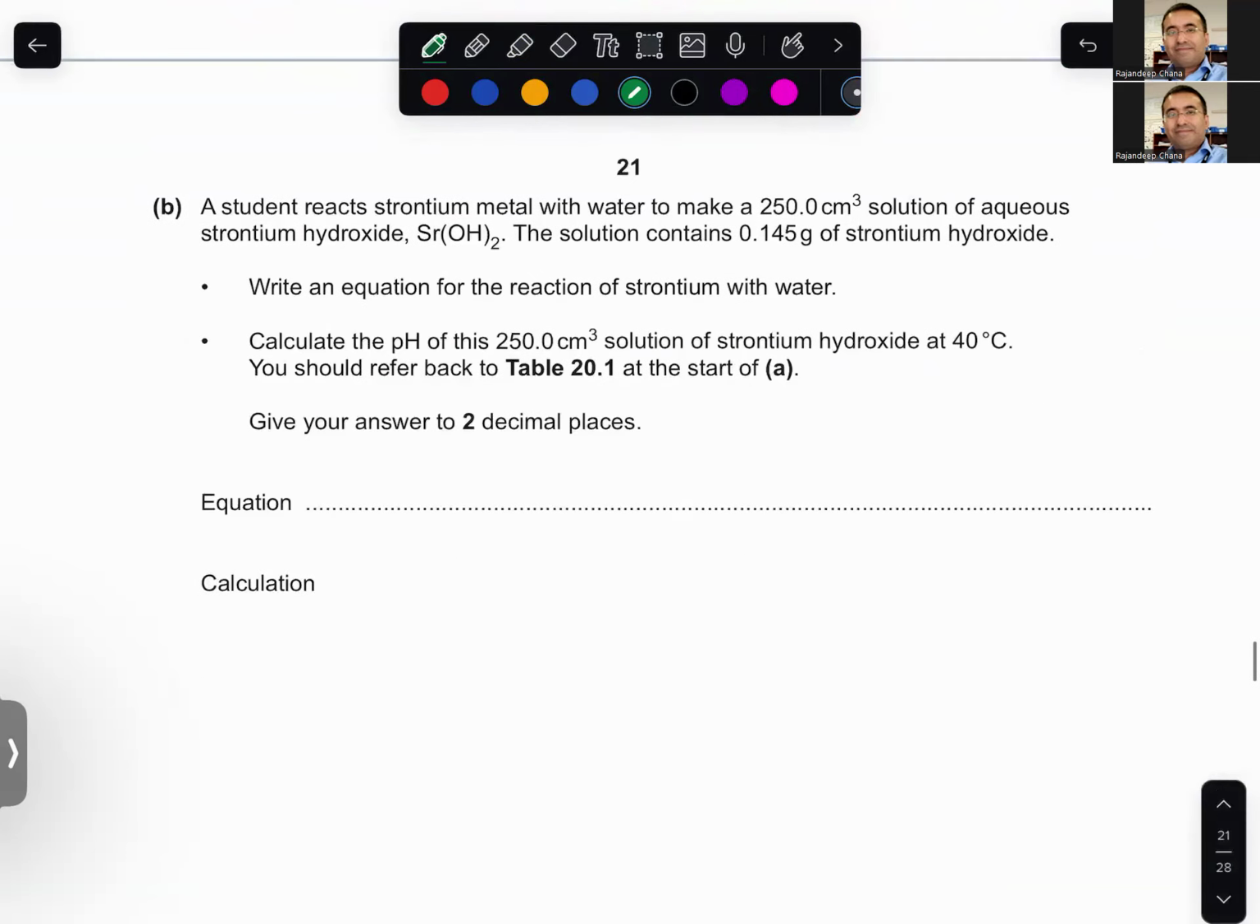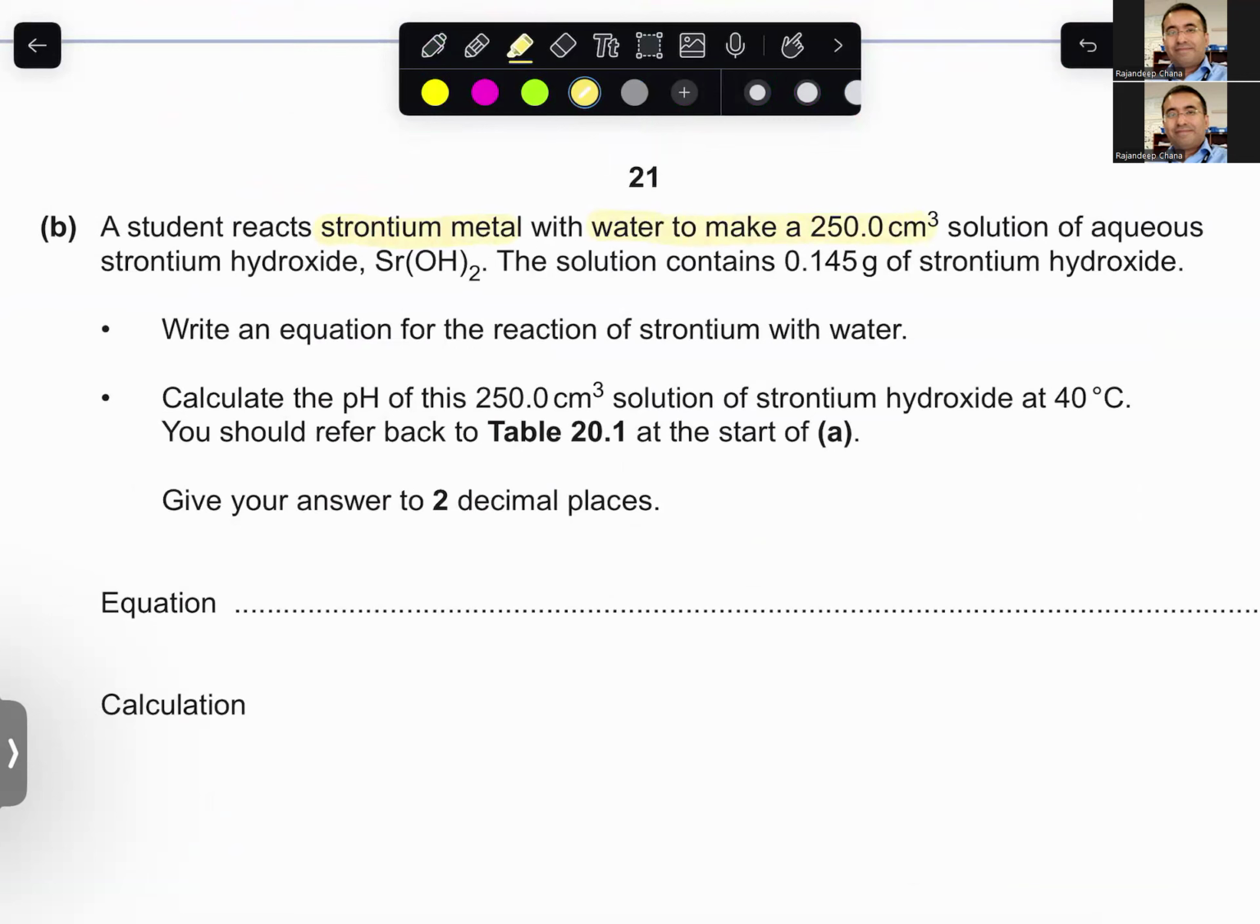The next question, a student reacts strontium metal with water to make this volume solution. The solution contains this mass of strontium hydroxide. Write an equation for the reaction of strontium with water. So in the equation, we've got strontium reacting with water to give us strontium hydroxide. Hydrogen gas is also given off, and we can balance it accordingly.